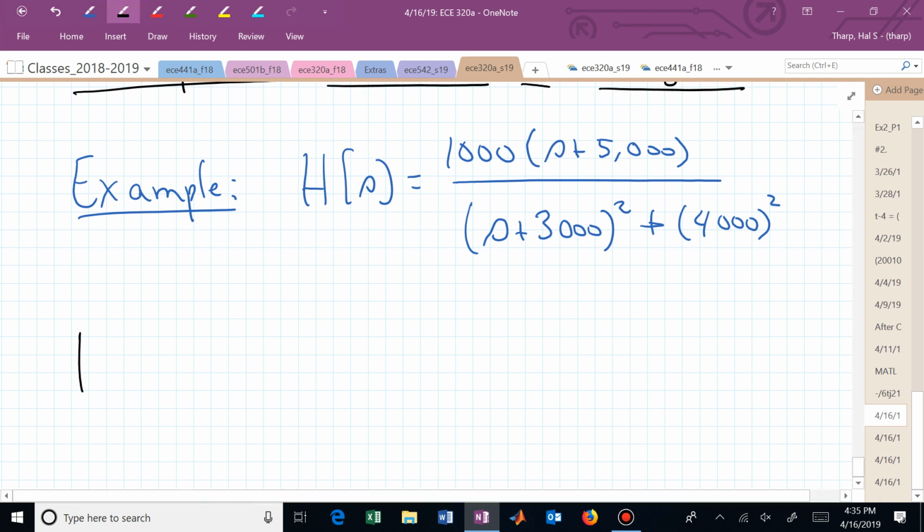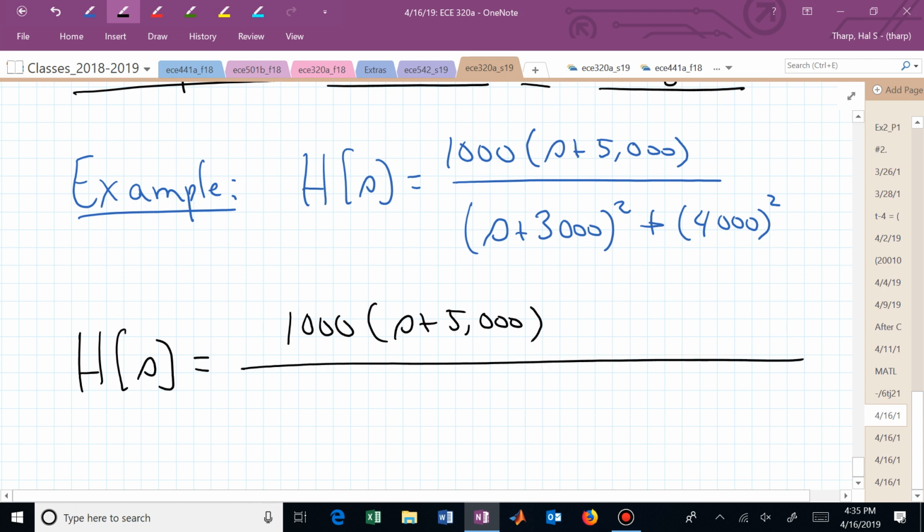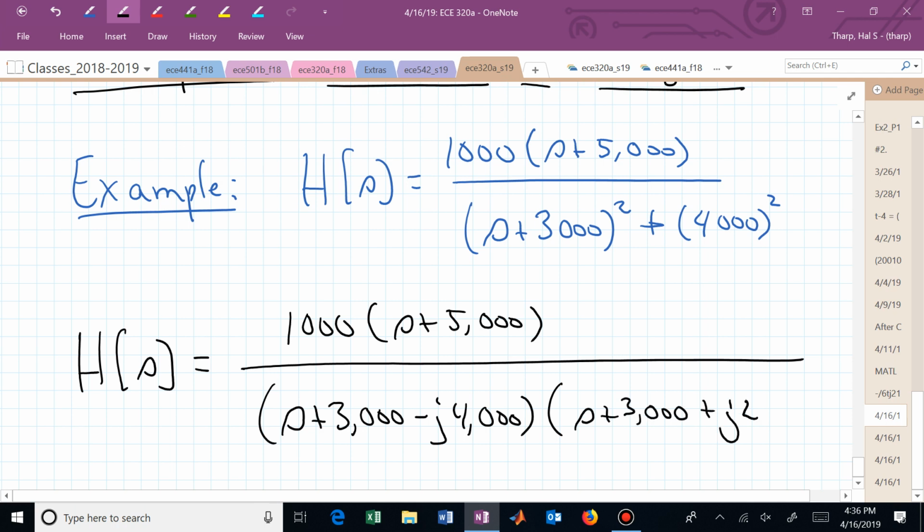If I now said rewrite H of s to have poles as complex conjugates, if that's what they equal. The numerator is already factored into a zero. You can explicitly see that the zero is at s equal to minus 5,000. But the way that I've factored the denominator, that says that I actually have a real part of minus 3,000. Or my poles are at s plus 3,000 minus j 4,000 and s plus 3,000 plus j 4,000.